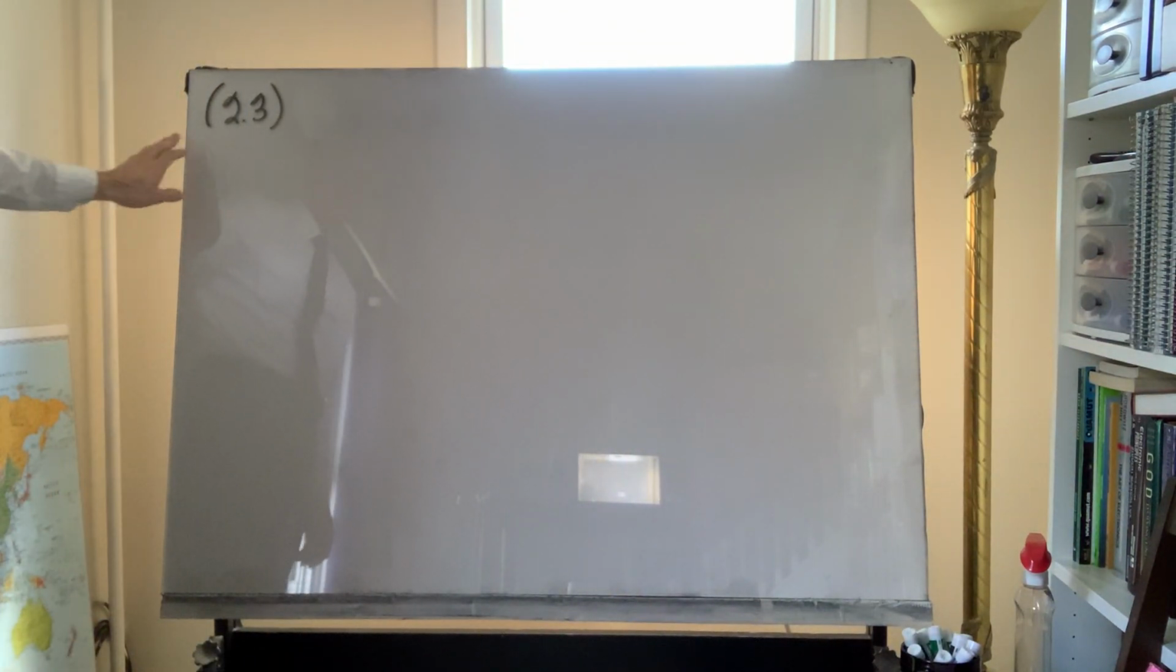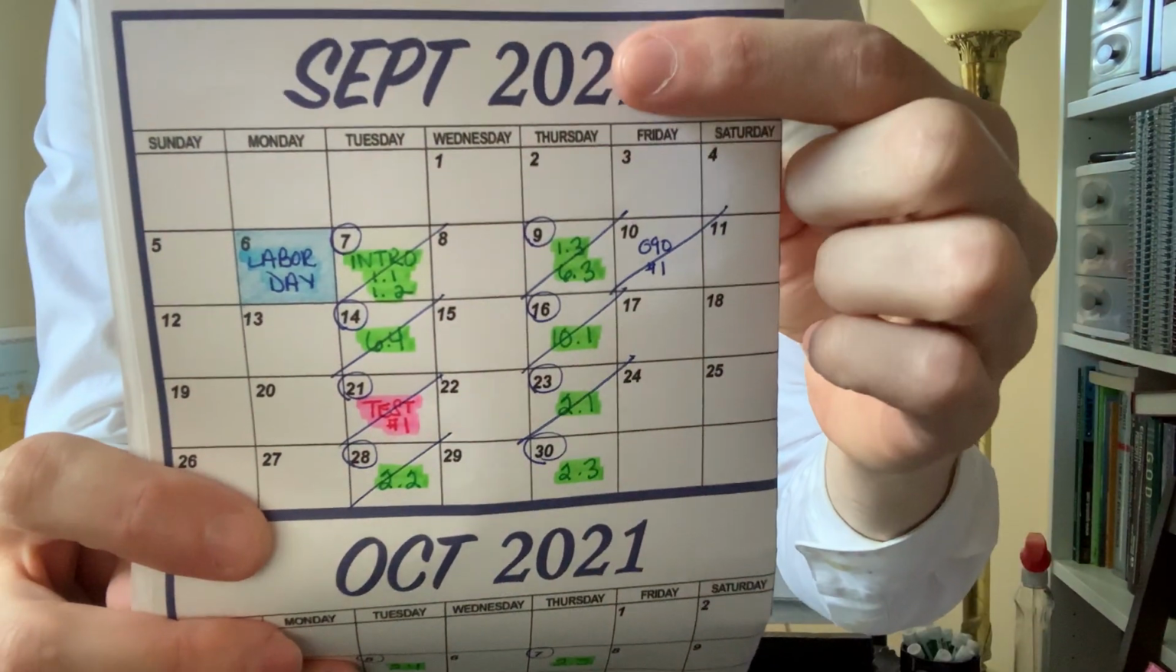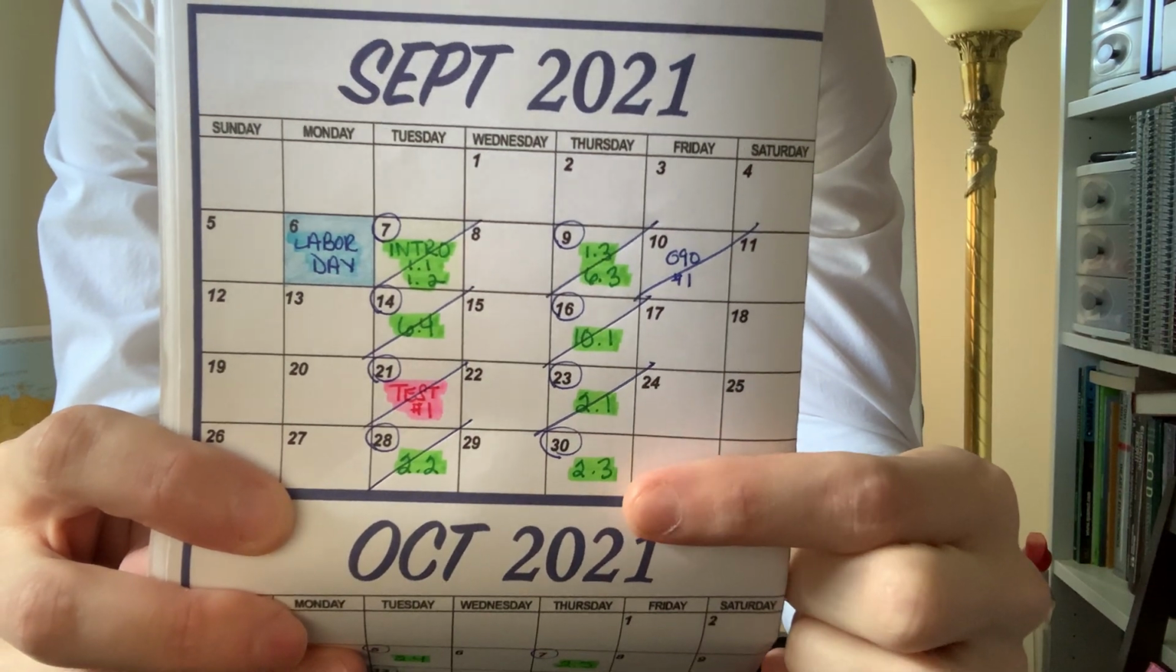Today we're going to be covering section 2.3. Here's a quick glimpse of the calendar to verify. Today is Thursday, September 30th. So we'll be covering section 2.3 as per the schedule.